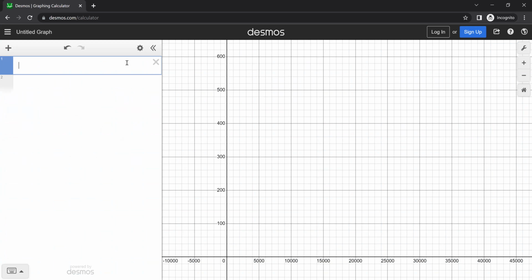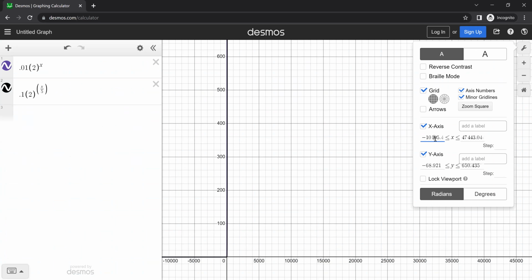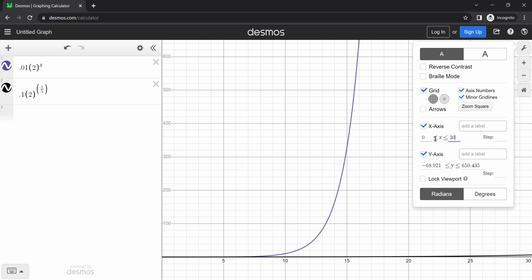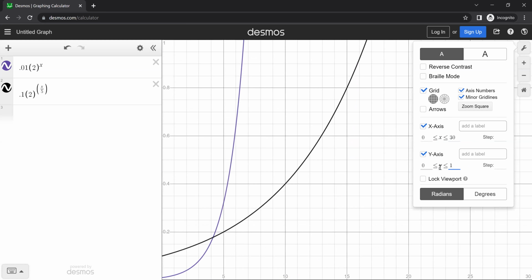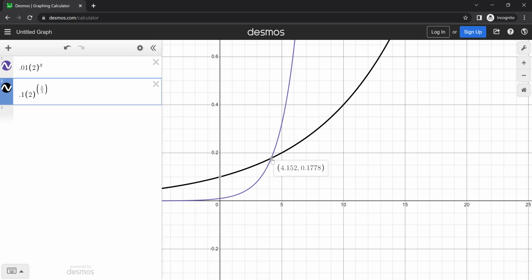0.01 times 2 to the power of x, and then 0.1 times 2 to the power of x over 5. Okay, you're not seeing much here because I've got a bad window. So let's look at it over 30 days and see if we notice anything. Let's go 0 to, I don't know, $1 on the y. Okay, so this is enough to illustrate it.